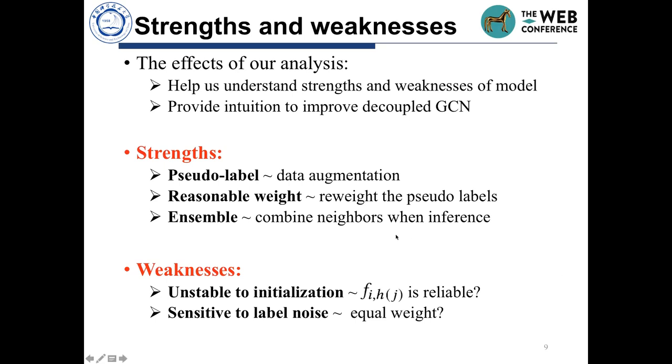First, whether dynamic weight can denoise depends on the neural predictor. When the initialization is suitable, it can guide the training. Otherwise, it will mislead the training. It indicates that decoupled GCN is unstable to initialization. Second, the normalization indicates that labels in the training set are equal, which makes decoupled GCN sensitive to label noise.